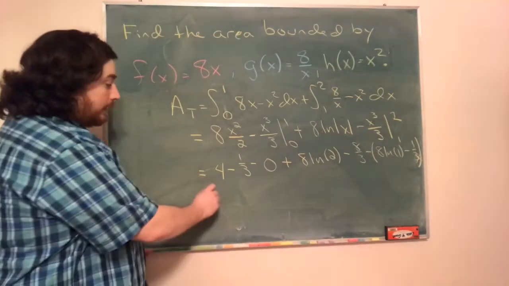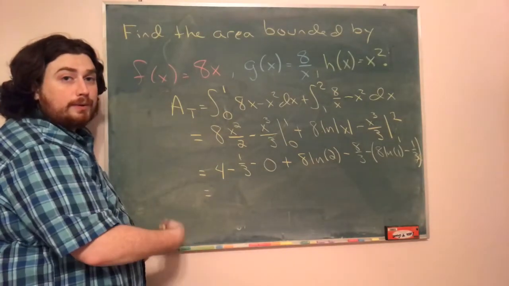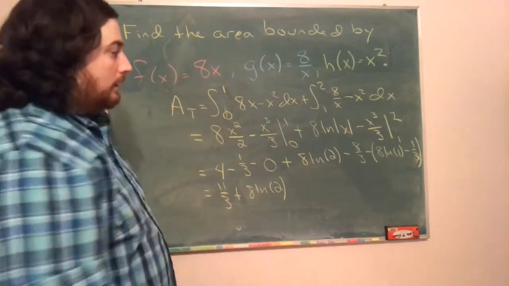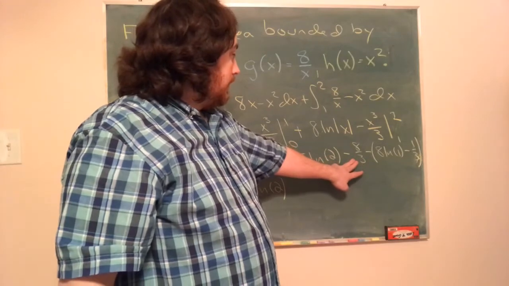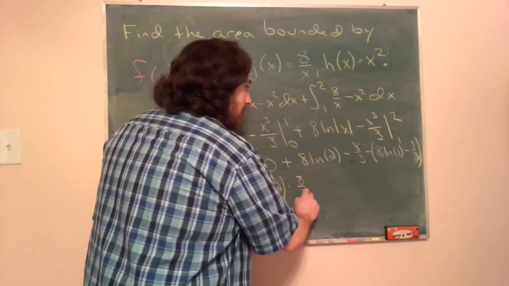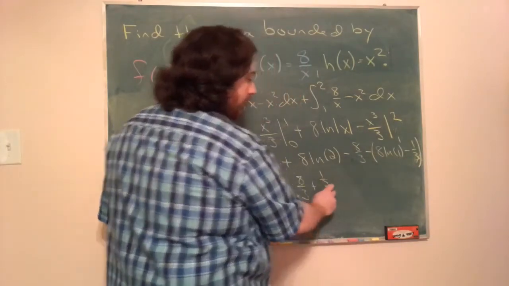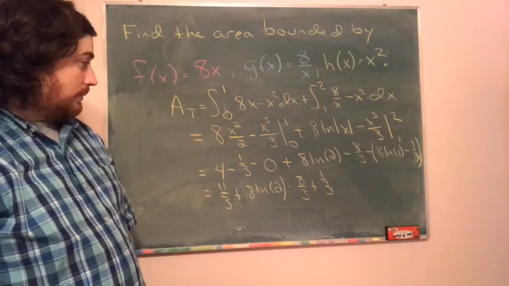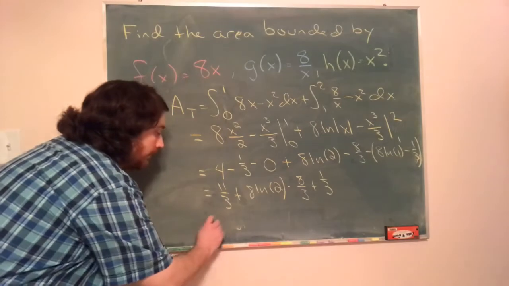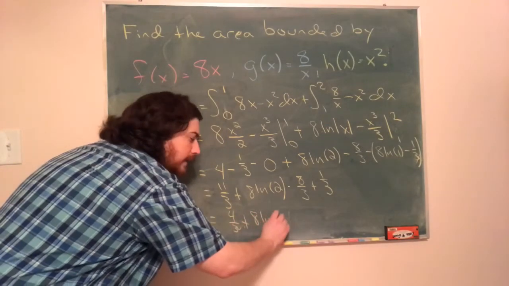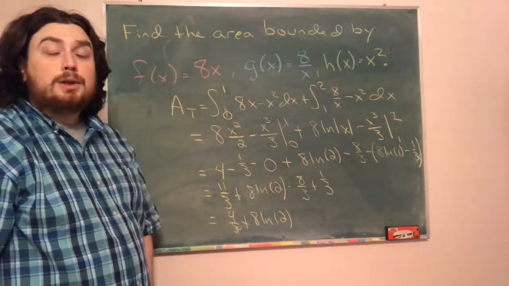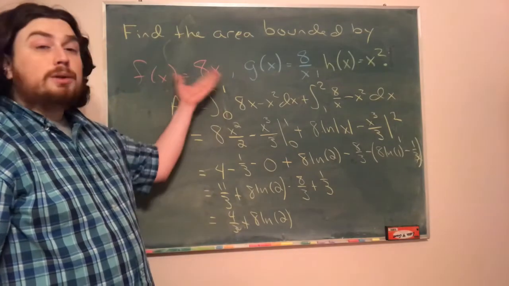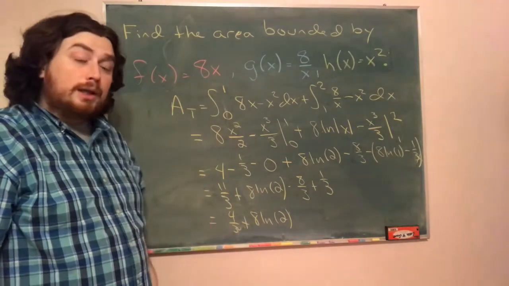And so now it's just a matter of simplifying. If I do that, 4 minus 1/3 is 12/3 minus 1/3, which is 11/3, plus 8 times the natural log of 2. And then I have minus 8/3, and then minus a minus is plus 1/3. So now if I combine that together, 11/3 minus 8/3 is 3/3, which is 1, plus 1/3 is 4/3. So I end up with 4/3 plus 8 times the natural log of 2. Now, if you'd like that as a decimal, you can plug that in your calculator, but I'm going to leave that as is because that is giving me my total area. And so what we have found is that the area bounded by these curves is precisely 4/3 plus 8 times the natural log of 2.